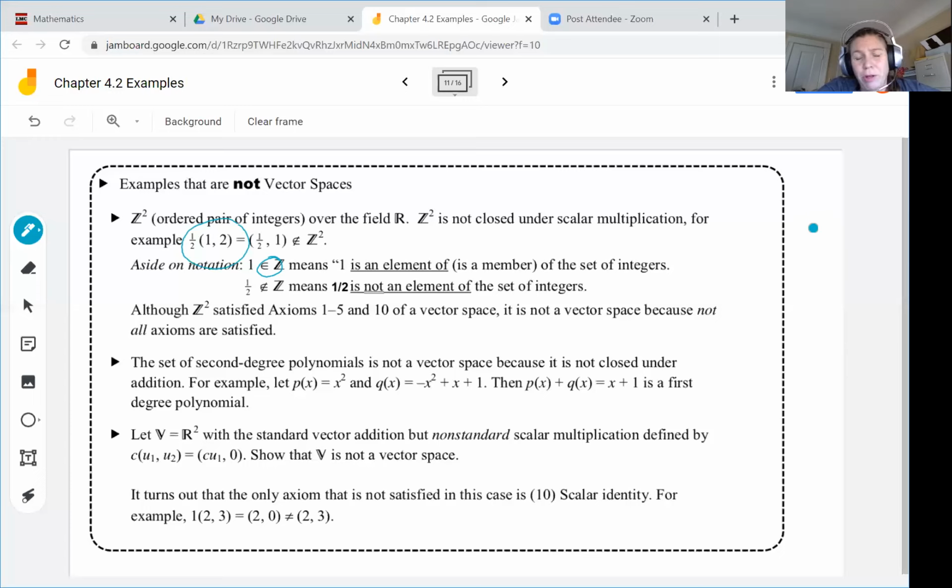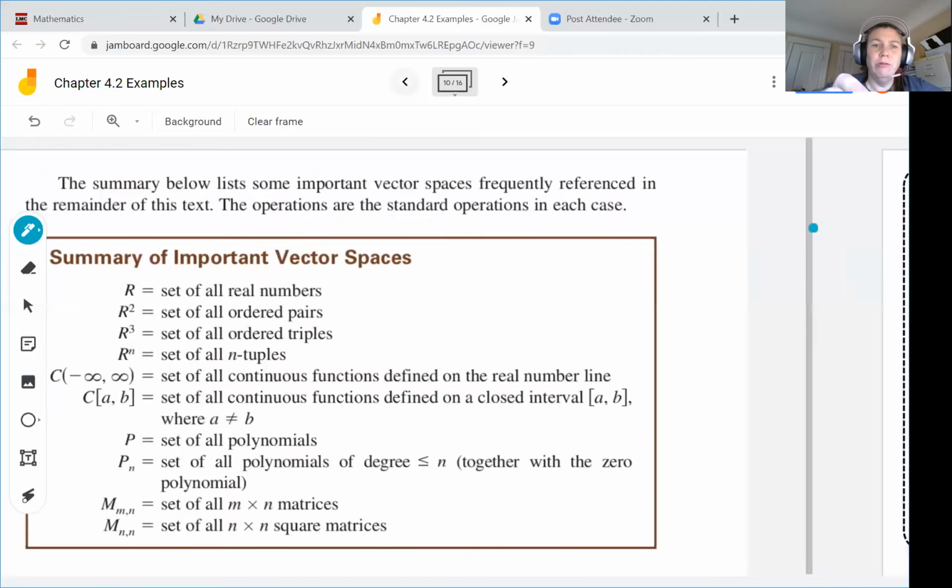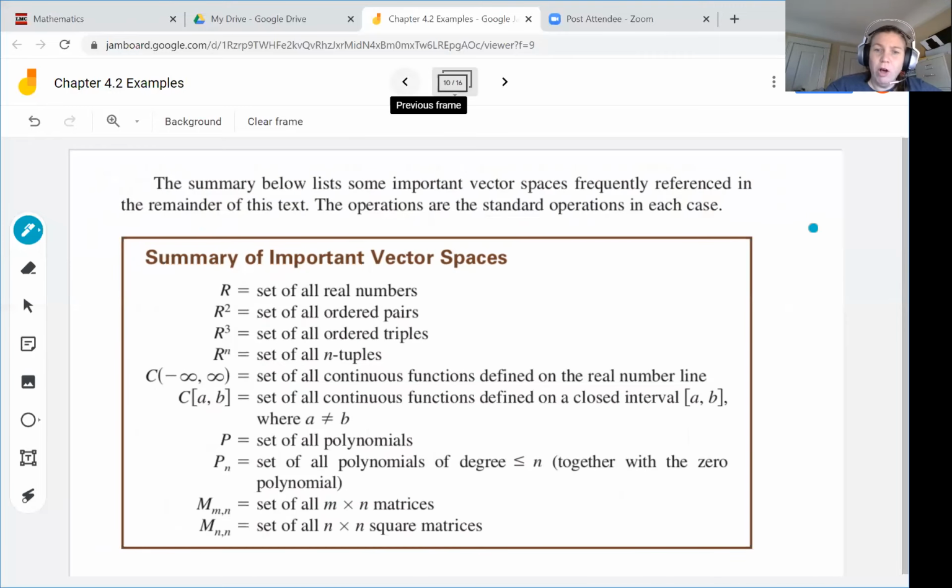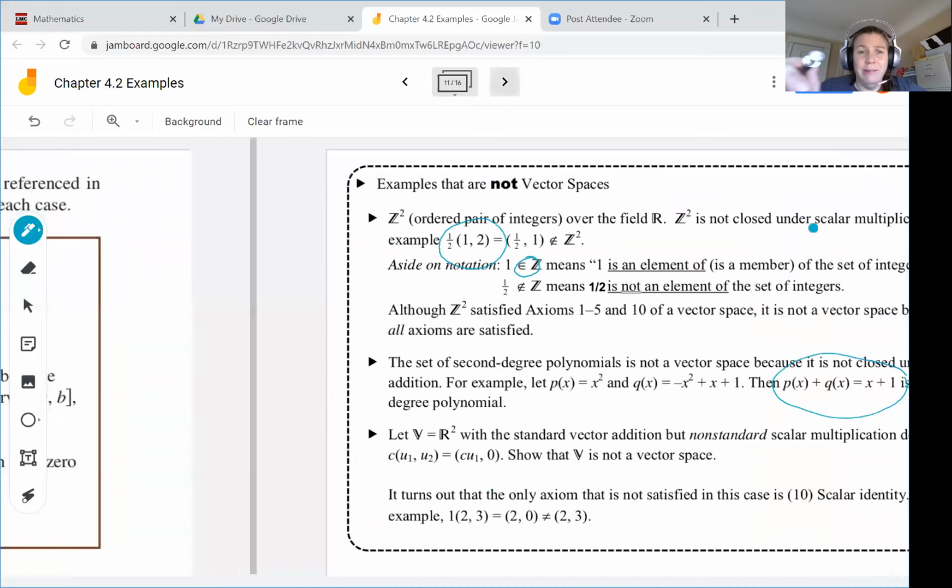The set of second degree polynomials is not a vector space because it's not closed under addition. For example, if you've got P(x) = x² and Q(x) = −x² + x + 1, then you get no more second degree polynomial. You get a first degree polynomial when you add them up: x + 1. That's why the notation always says the set of all polynomials of degree less than or equal to n, together with the zero polynomial. You've got to have all degrees and less.